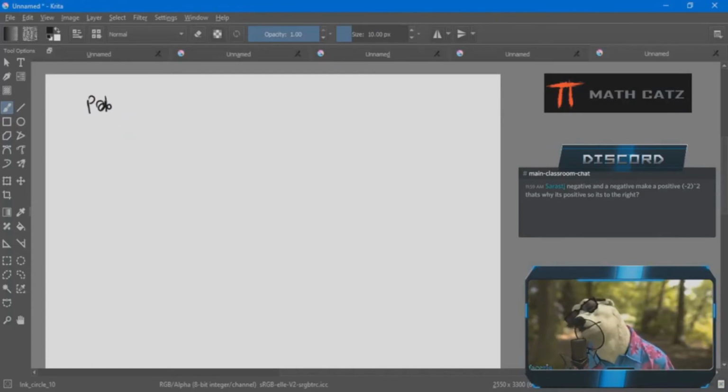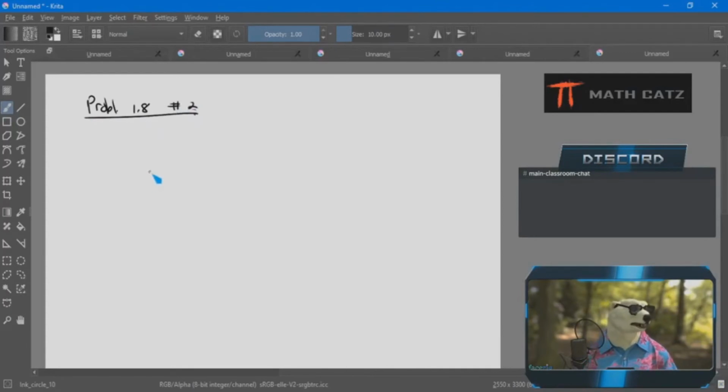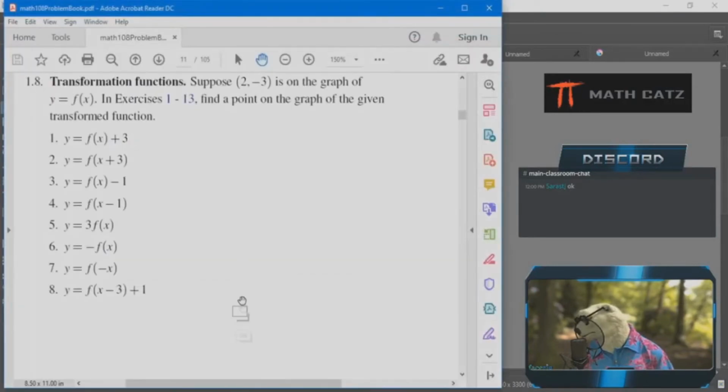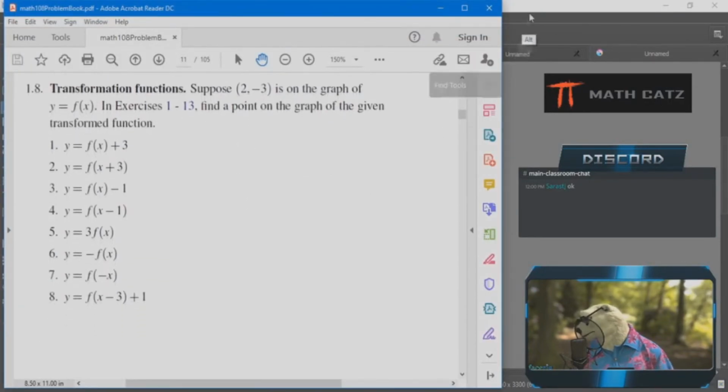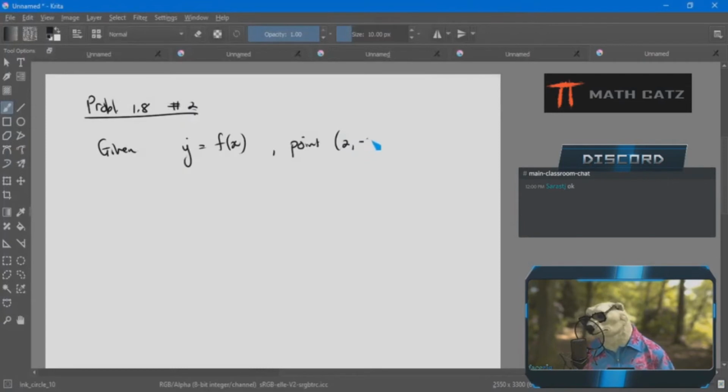Wow, that was ugly writing. Let's just do better than that. That's not much better. Problem 1.8. What do I want to do here? I want to do number 2, where I look at y equals x squared, but I'm not really stuck to it in any way. I'm given a function y equals f of x and a point. Is it the same point? Yep, I'm right there. 2, -3. 2, -3.